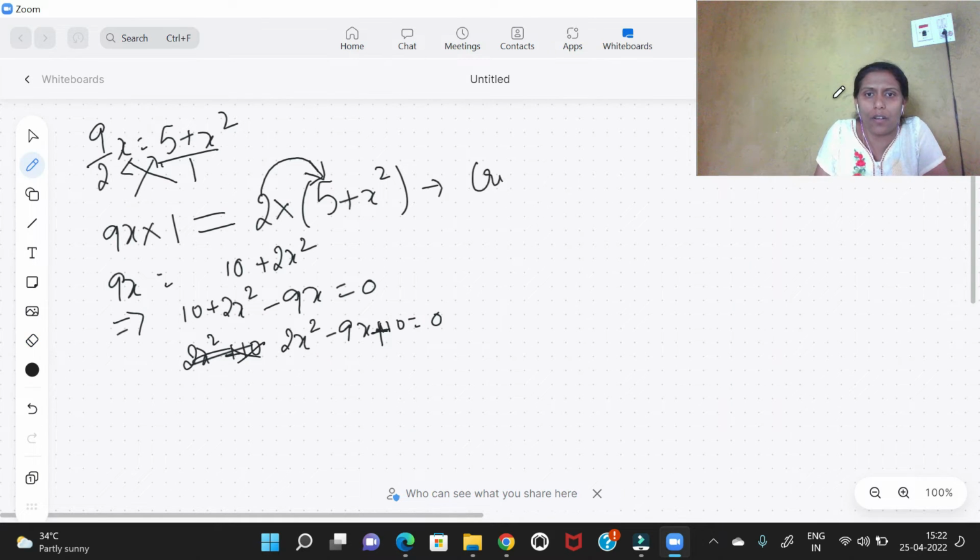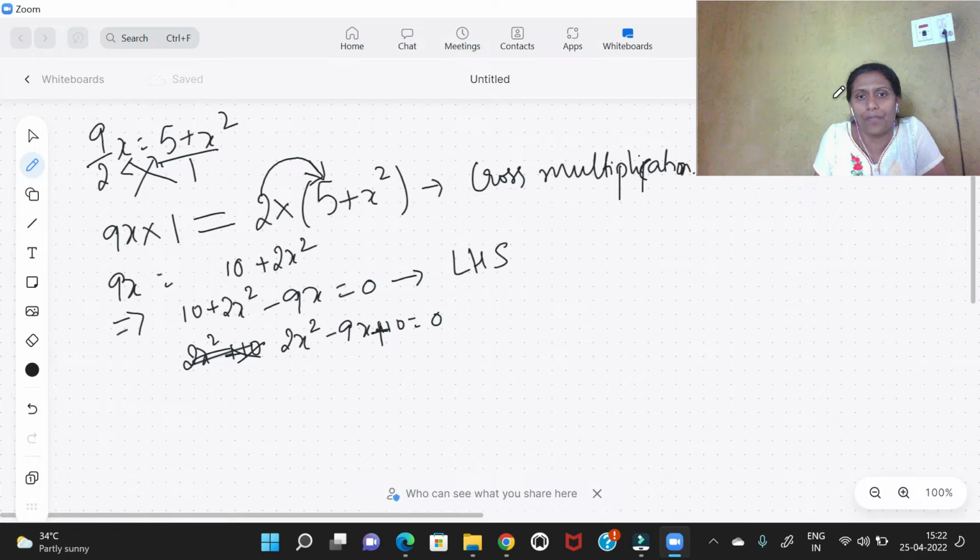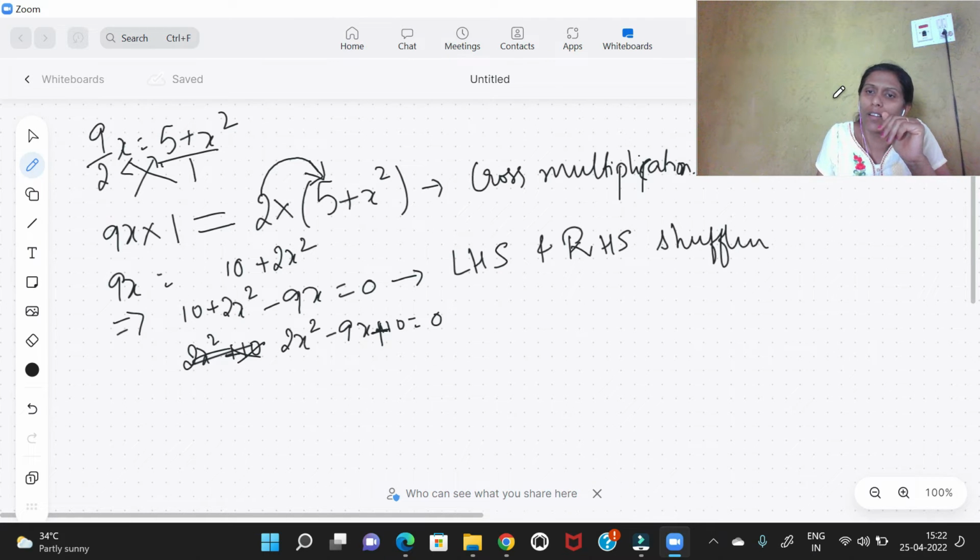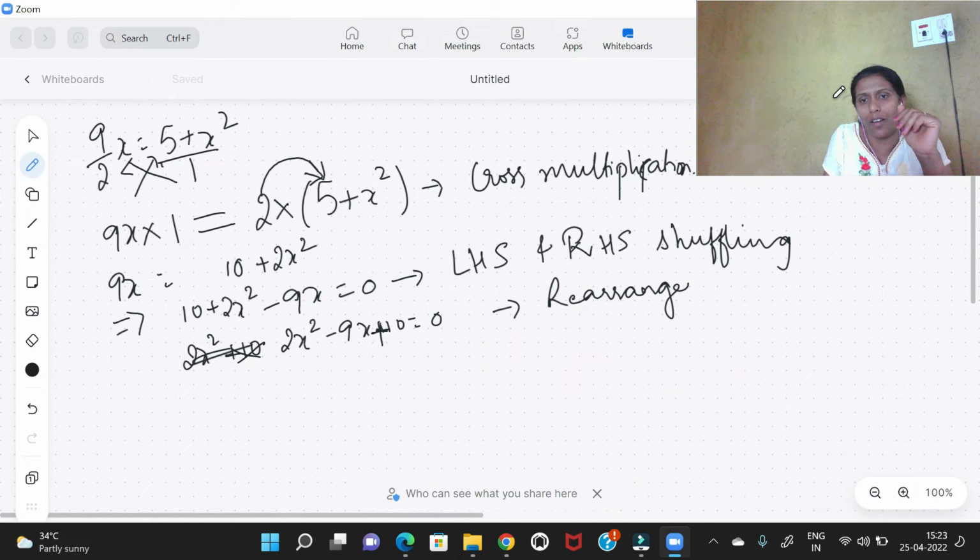This is cross multiplication, right? Cross multiplication. Next. Then what? LHS and RHS shifting. Do you have to write all these things in the exam? It's a time waste. Please don't write. RHS shuffling. Next what? Rearrangement.